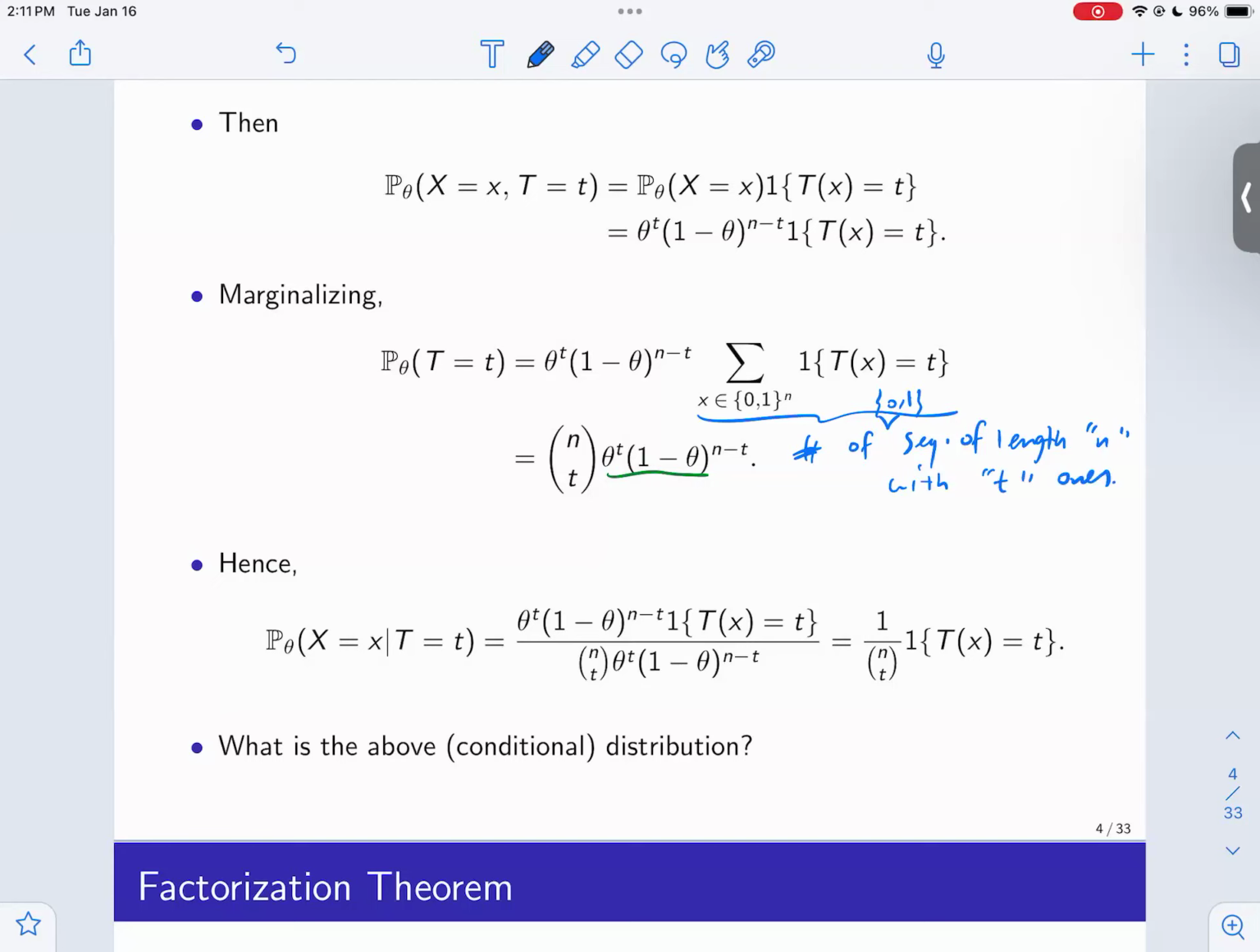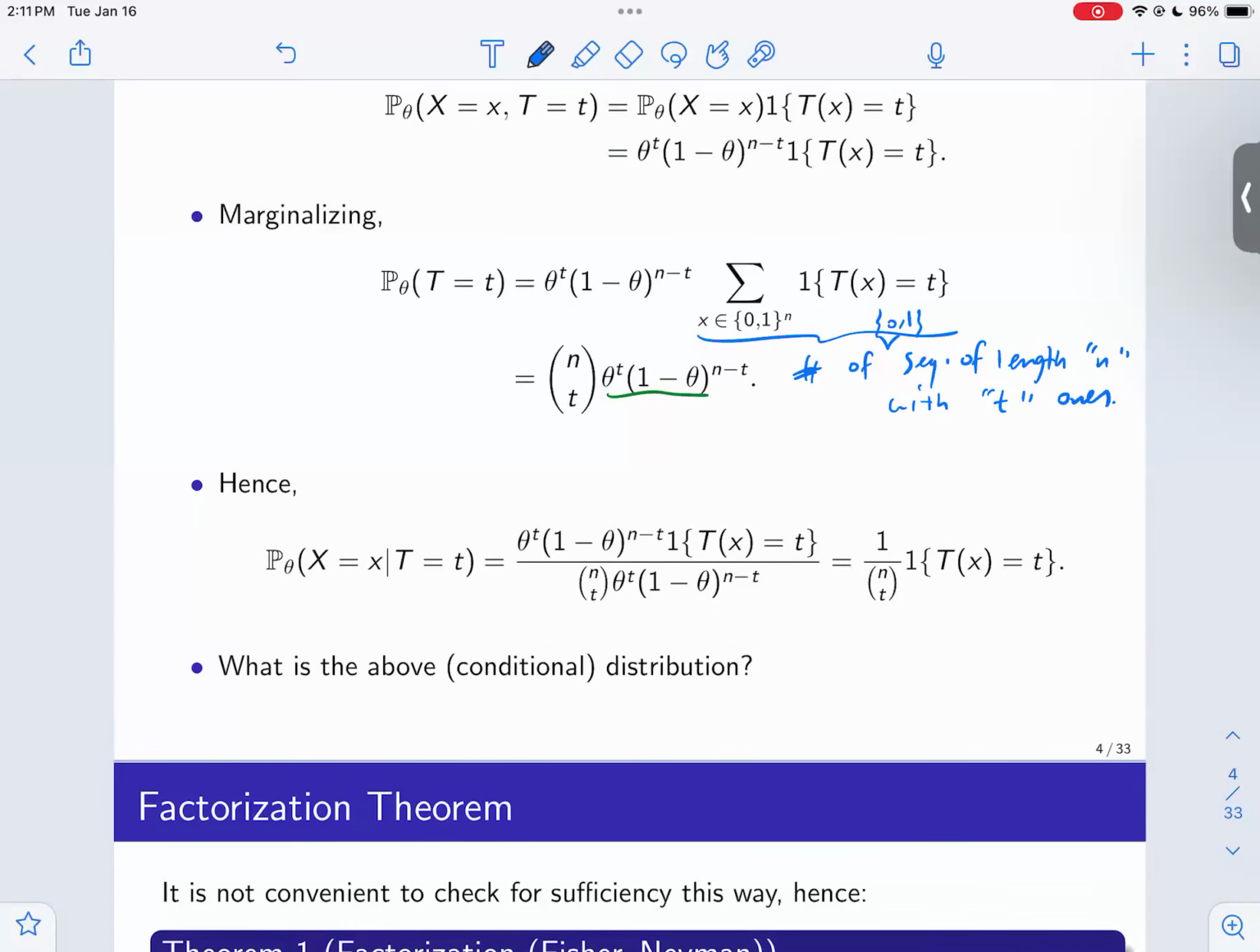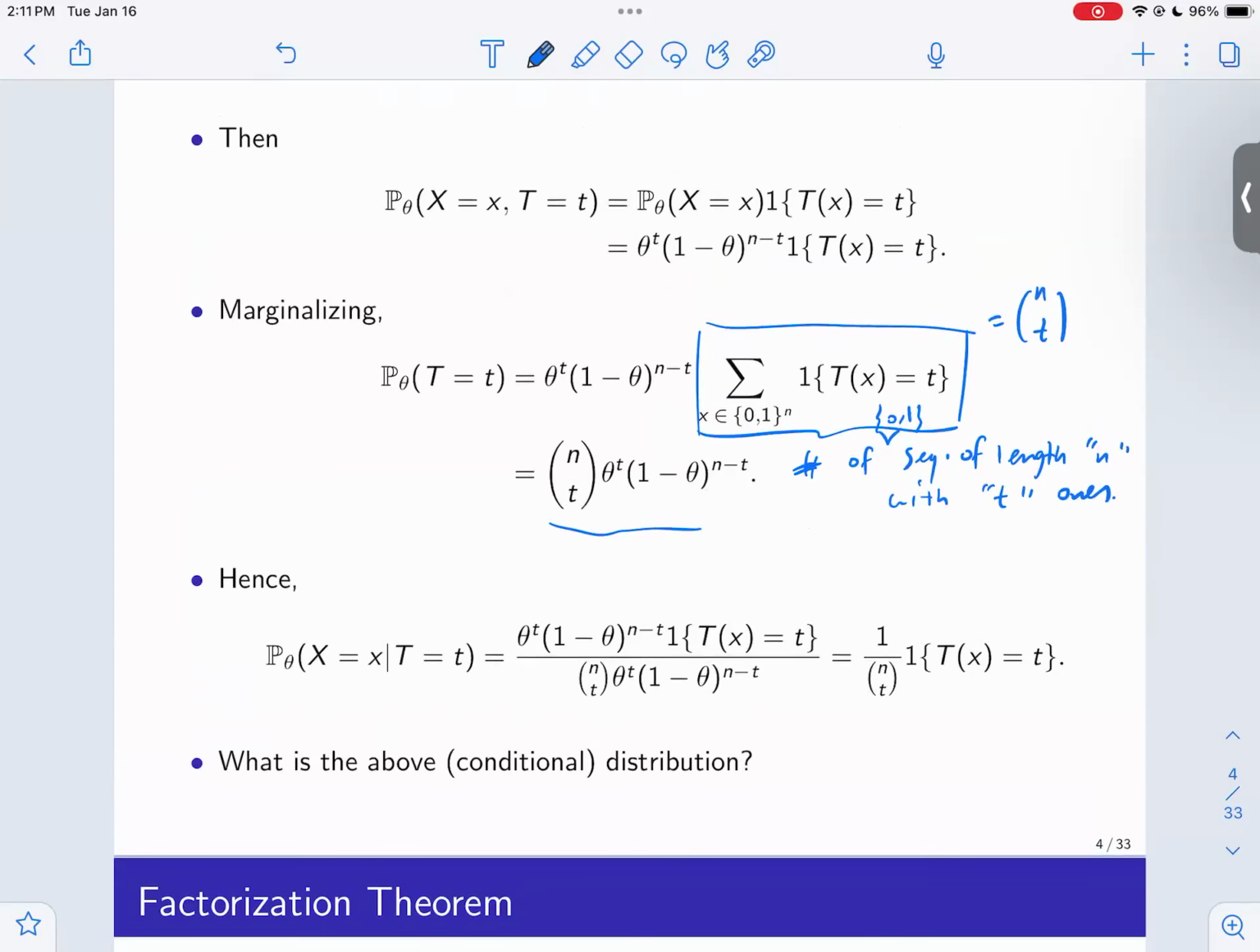I have n positions and t of them are 1s. So it's n choose t ways I can arrange these 1s, basically. Just pick the location of the 1s and the rest have to be 0. So this thing is just n choose, sorry, n choose t. We end up with this marginal distribution, which you probably already knew from basic probability. What is this distribution? Sorry? Binomial. So it's just binomial n and t.